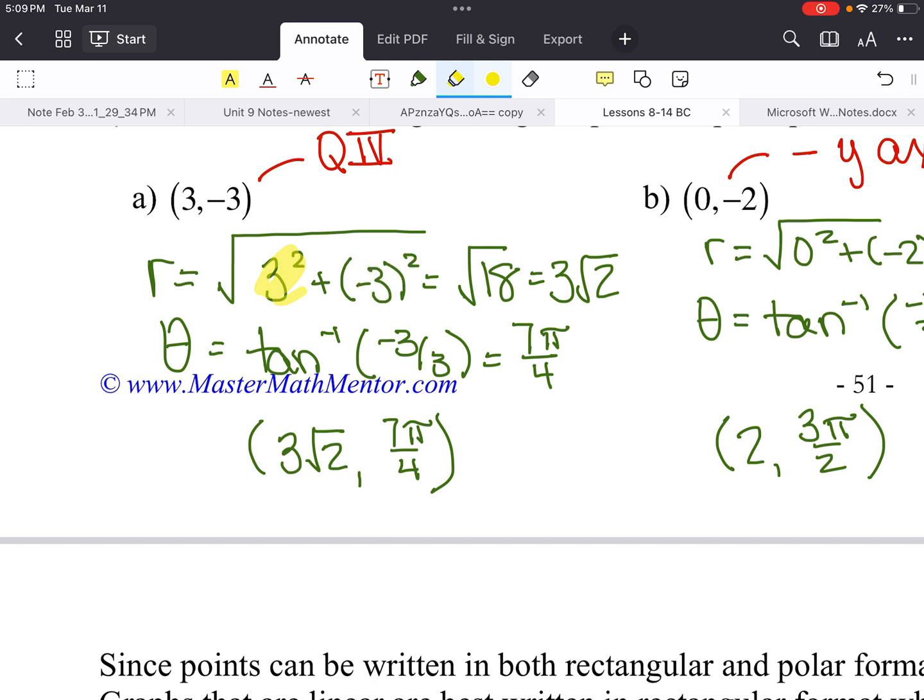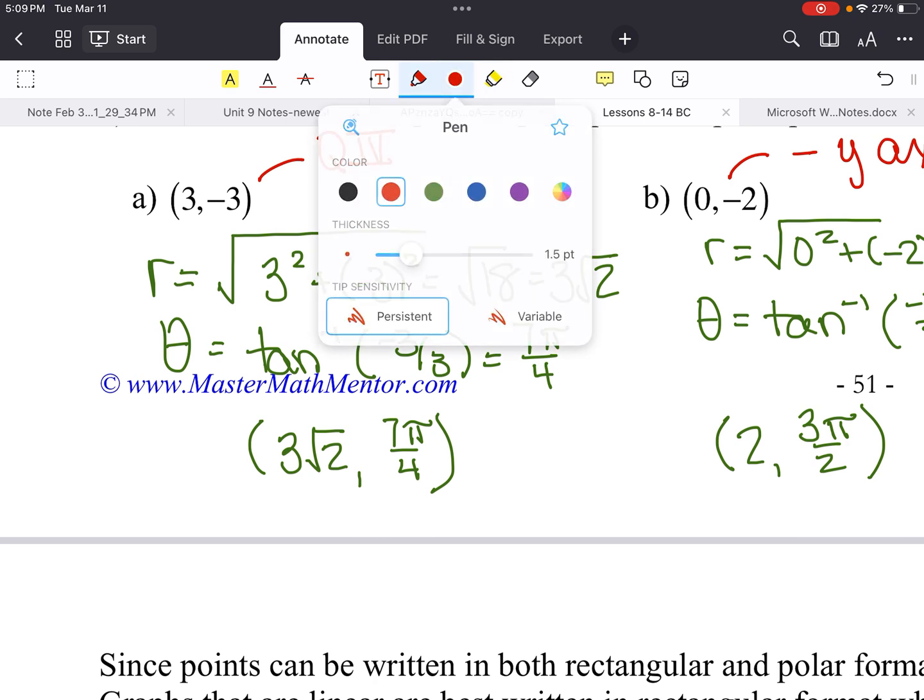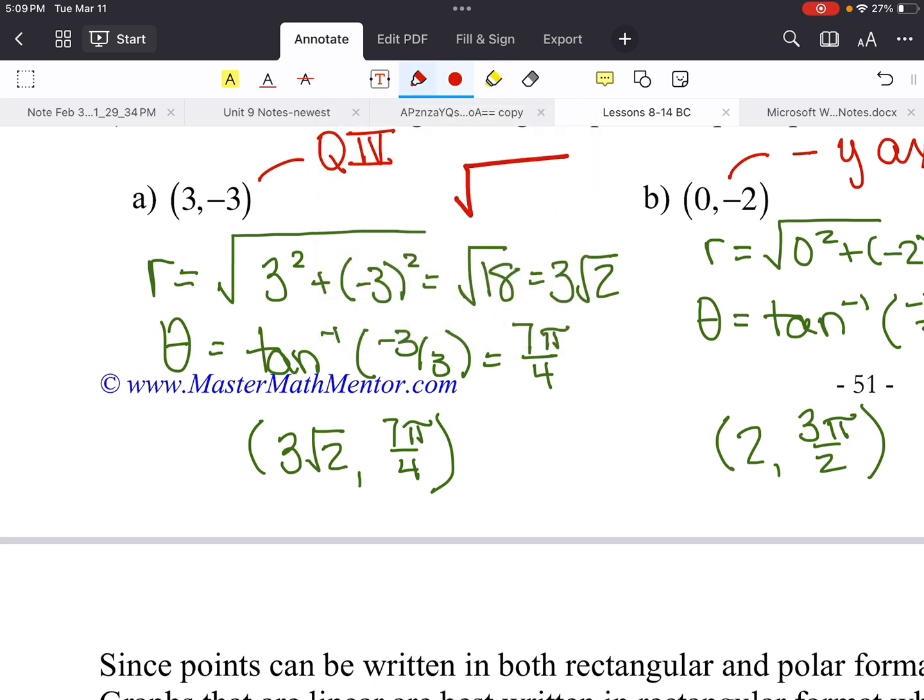So this one, for example, if I do a squared plus b squared equals c squared, I get 9 plus 9, that's 18. Square root of 18, that's really the same as the square root of 9 times 2. And the square root of 9 is 3, and you can't do the square root of 2, so there's your radius. And then, okay, what about the angle? So I know how far to go. Now what direction do I go?